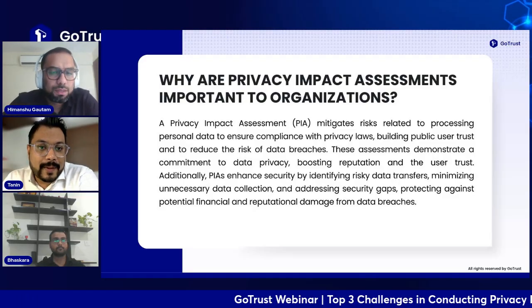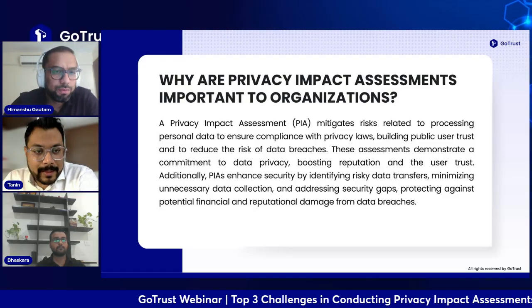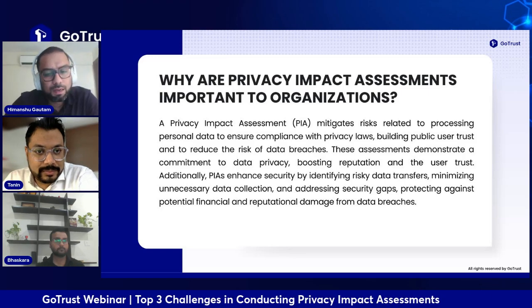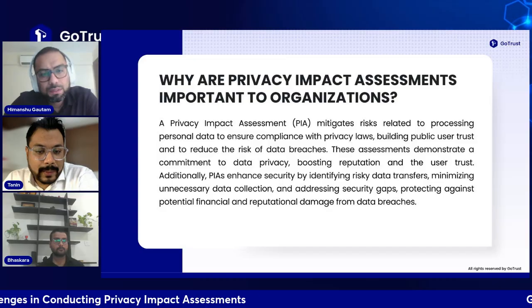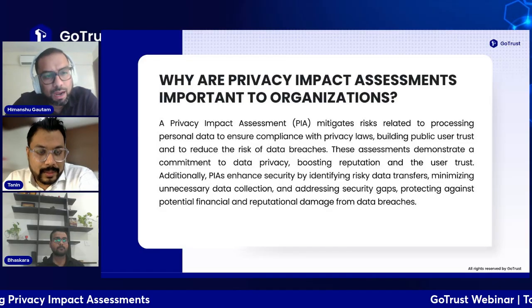I have one question on the same line. In GoTrust, what we have done is we have PIAs, and our PIAs are very rigorous, and they also depend upon different industry types and different geographies.